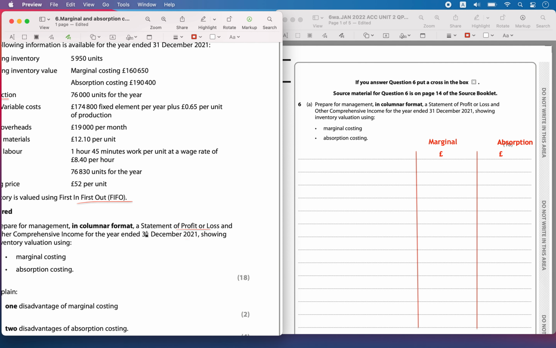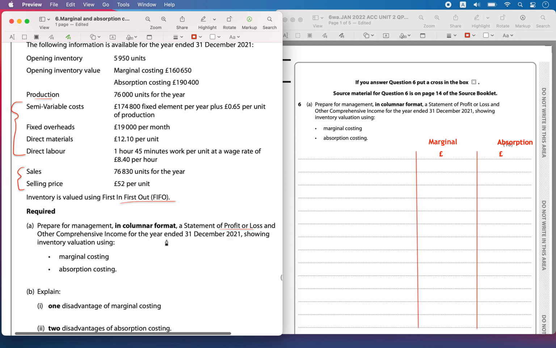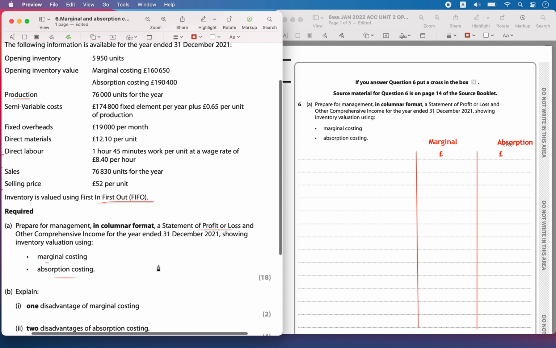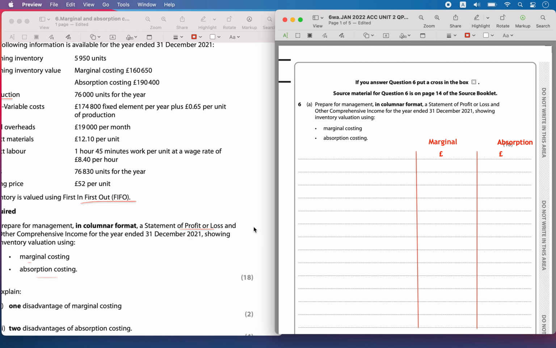The inventory is valued using the FIFO method. Now prepare for management, in columnar format, a statement of profit and loss and other comprehensive income for the year ended 31st December 2021, showing the inventory valuation using the marginal costing method and the absorption costing method.